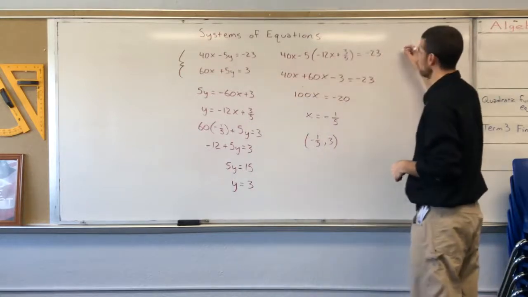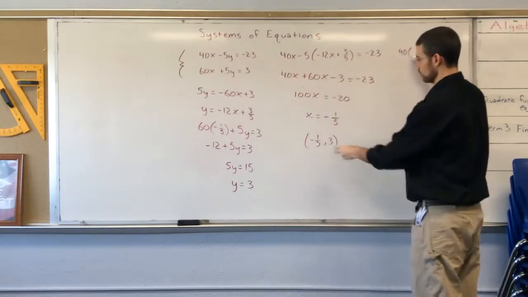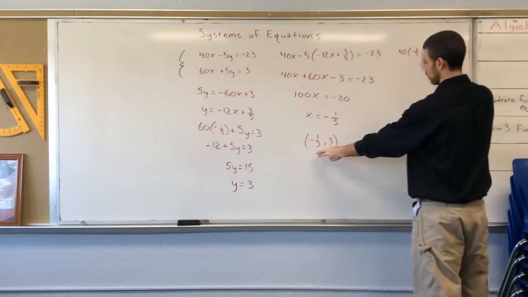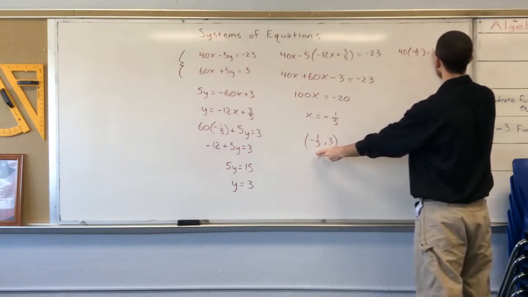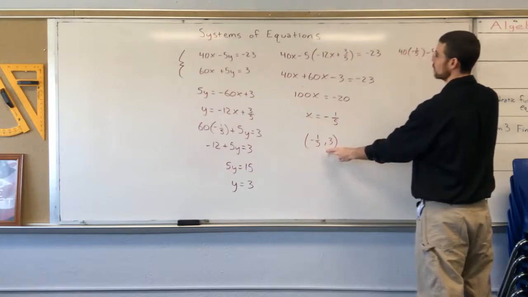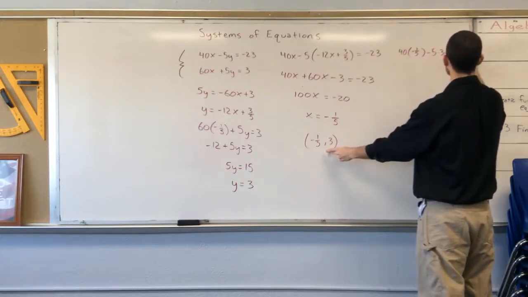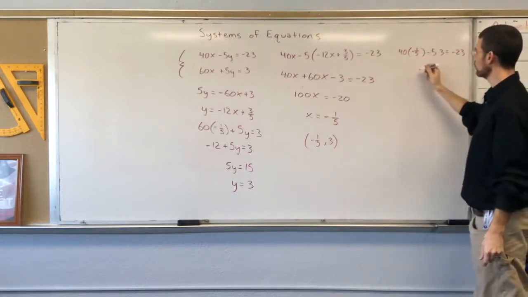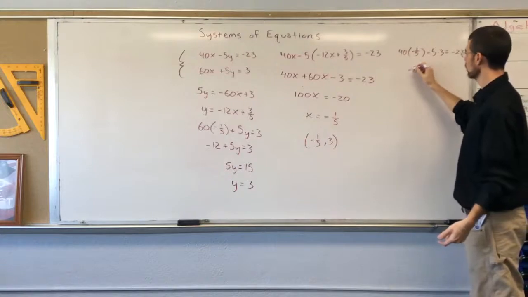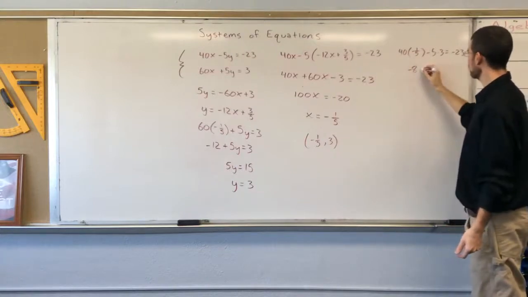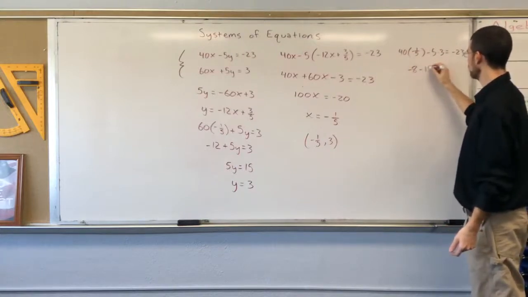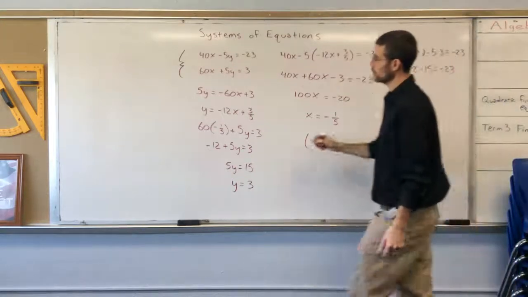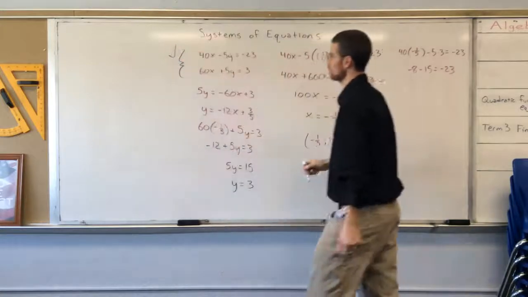So we'll do 40 times the x value, negative 1/5, minus 5 times the y value, should equal negative 23. So we get 40 divided by 5 is 8, and it's negative. And we get negative 5 times 3 is negative 15. And that does indeed equal negative 23, so we've checked this equation.